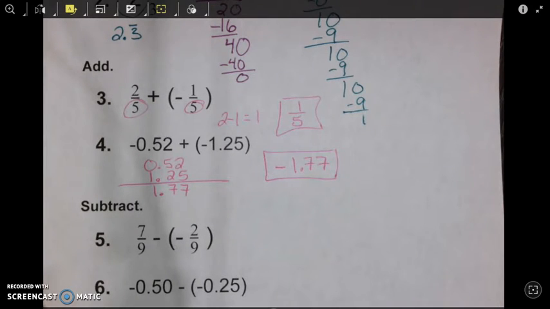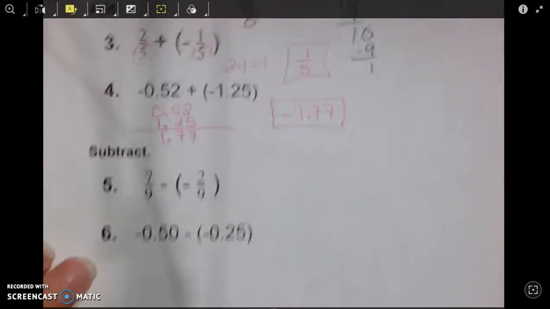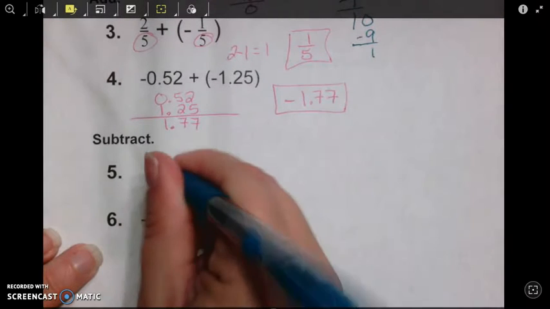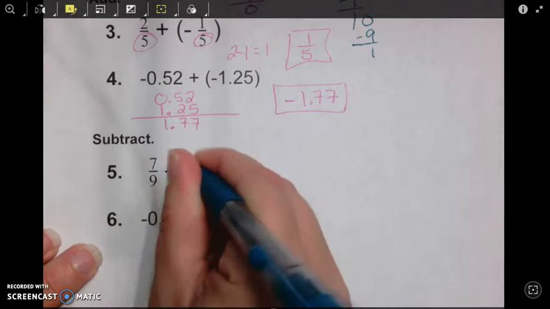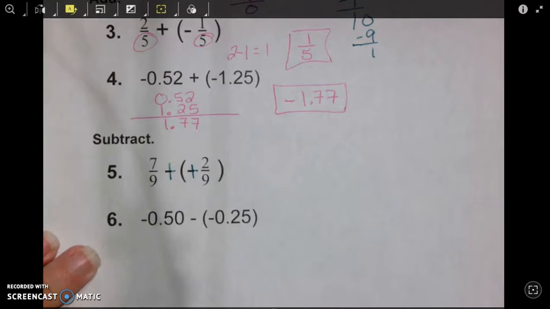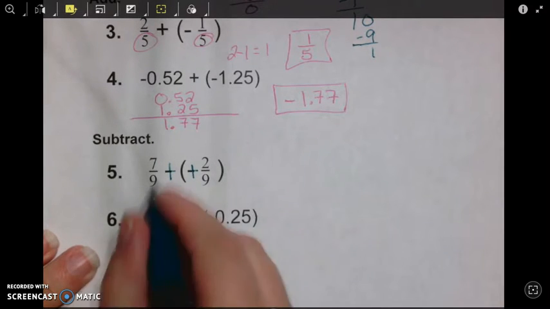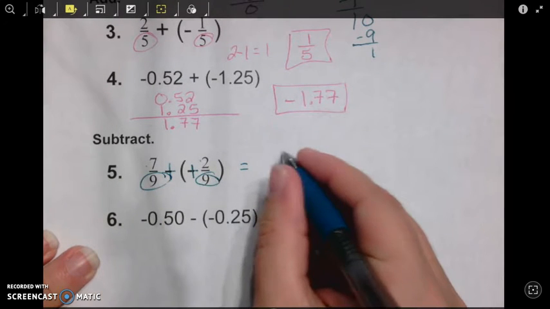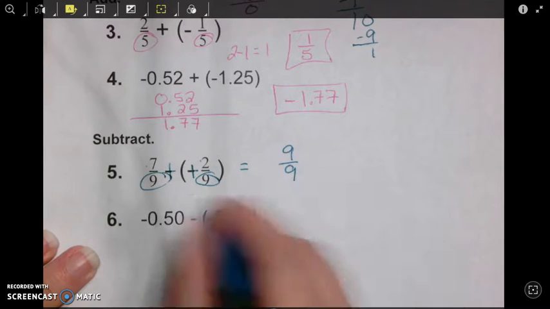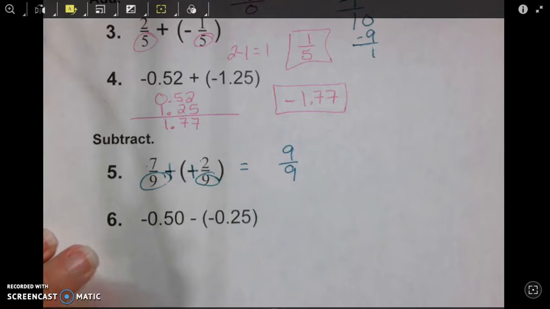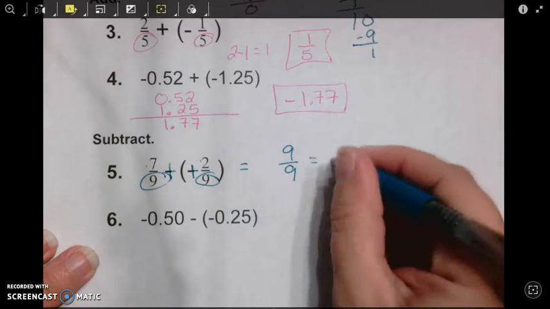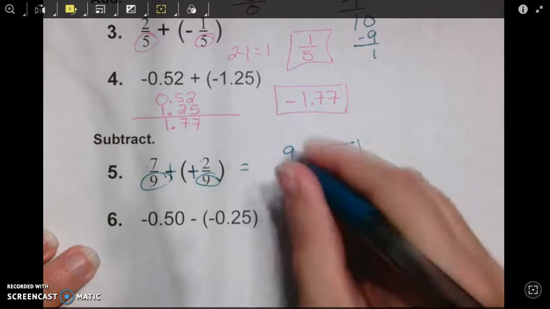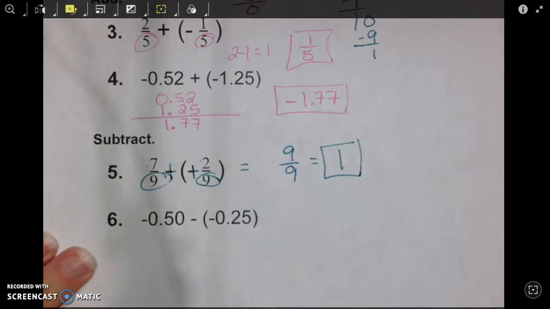Alright, now we're subtracting. So you see here we have minus and negative, so go ahead and make it this plus. When you subtract a negative, remember, really plus it. So we're going to add these together. We have a common denominator, so we can go ahead and add the top numbers. 7 plus 2 is 9. Bottom number stays the same. And then simplify this. 9 divided by 9 is 1. So simplify, reduce fractions as much as you can.